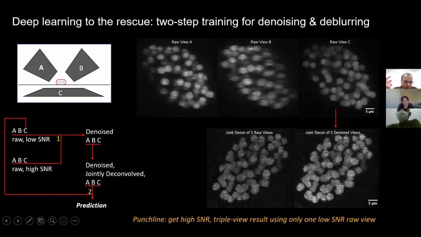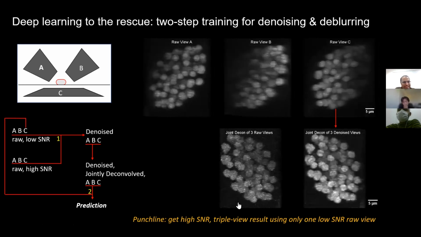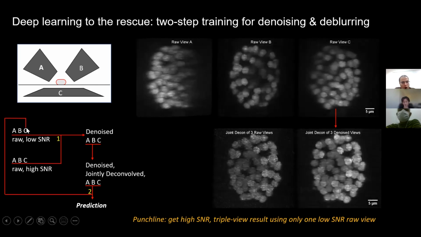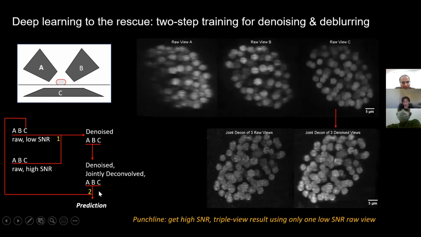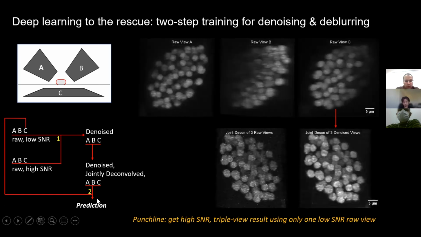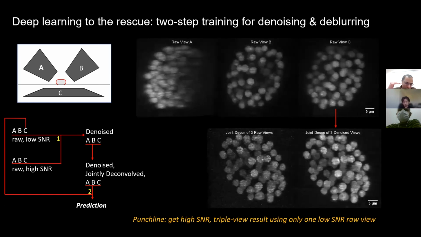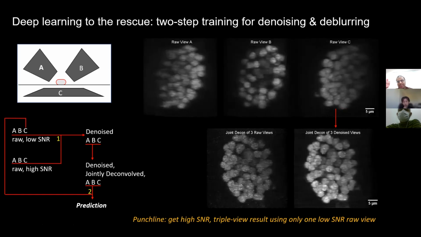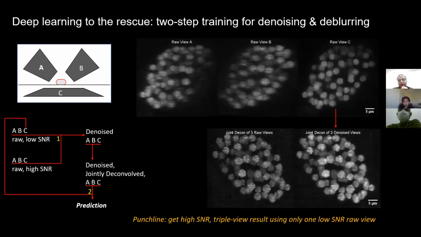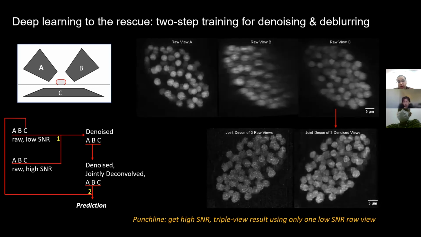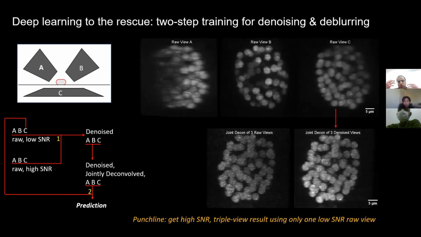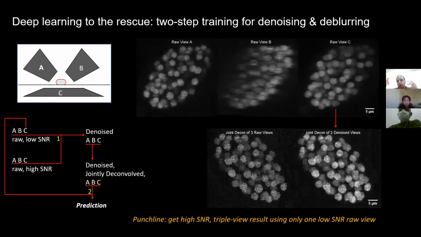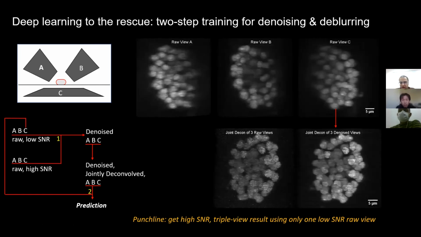But then we went one step further. We trained a second neural network to take the raw low SNR view and go directly to the final high SNR triple view prediction. So we use this kind of two-step neural network prediction. First, to denoise, and second, if you like, to fuse the data and to descatter. And the punchline is this works fairly well. By stacking these neural networks, you can get a high SNR triple view fusion using only one low SNR view.